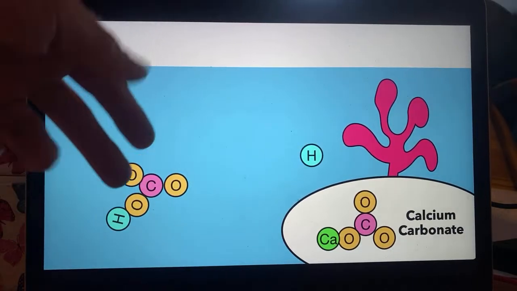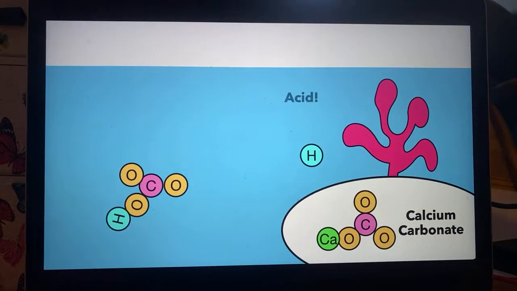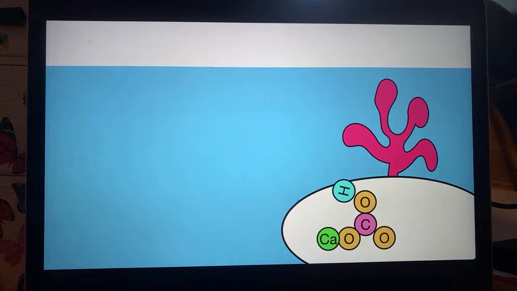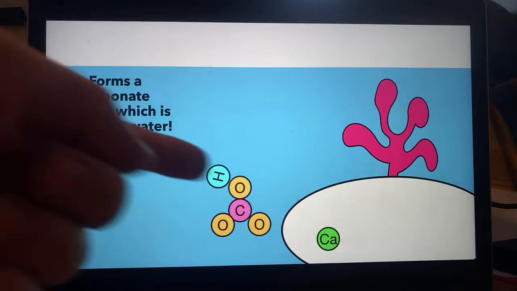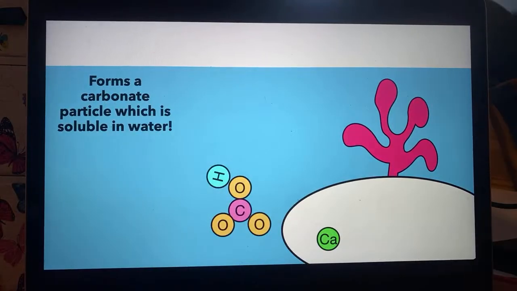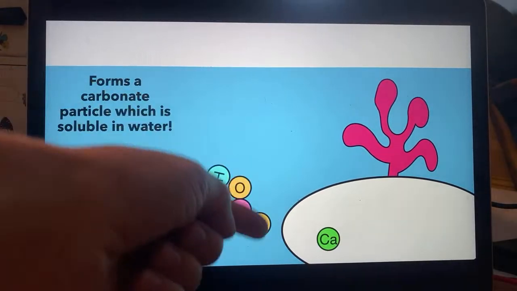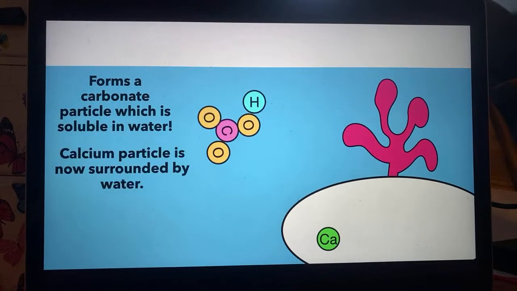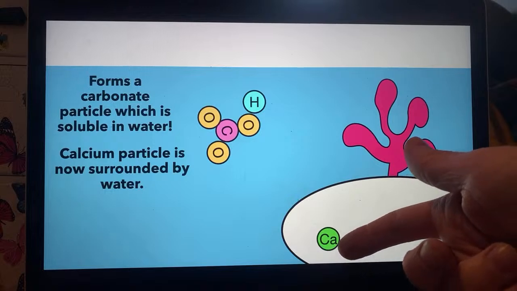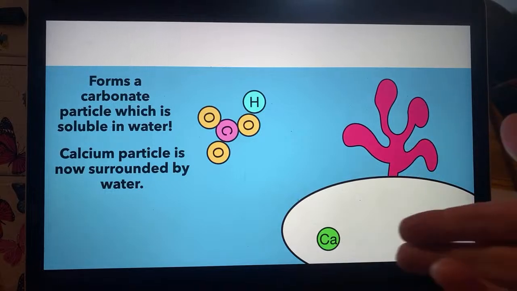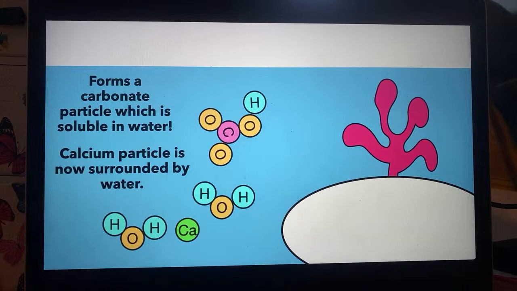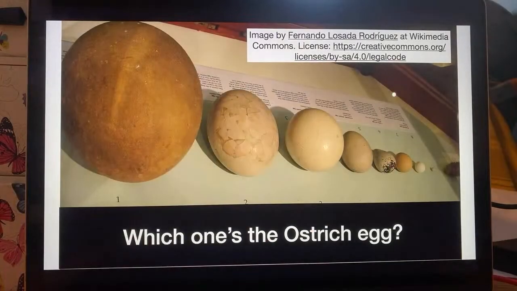So the carbonic acid gives off its hydrogen particles and they react with the calcium carbonate and the calcium pops off, and you get calcium on its own in the skeleton and this carbonate particle, which is soluble in water, so that goes into the ocean. And the calcium particle is now surrounded by water and it dissolves, which just means it mixes with the water, and this is why the coral reefs are in trouble. It's good, isn't it? I like it when science comes together.